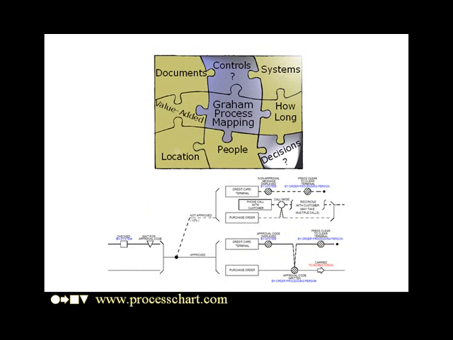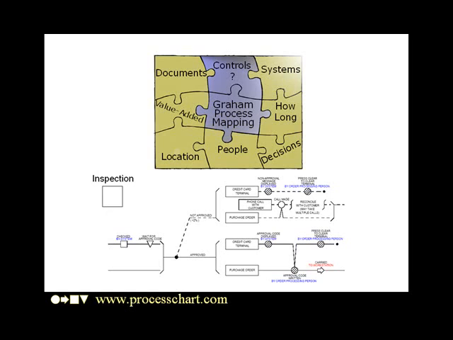Decisions can be displayed for individual items or groups of items. In this example, we see what happens when a credit card number is processed. At the decision point, the work will follow just one of the alternative paths. Decisions are clearly displayed in Graham process maps.